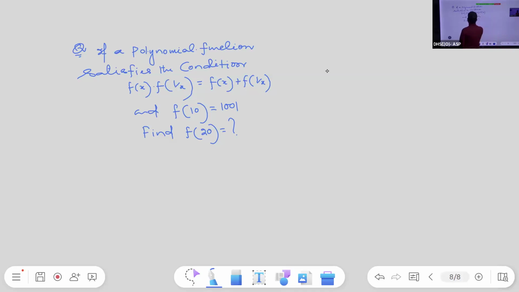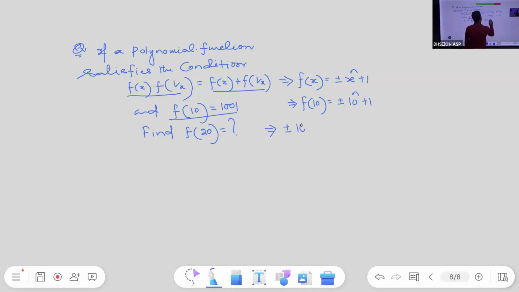F of x into f of 1 by x is equal to f of x plus f of 1 by x. This implies f of x is equal to plus or minus x to the power n plus 1. So f of 10 is equal to plus or minus 10 to the power n plus 1. It is given that f of 10 is equal to 1001. So this implies plus or minus 10 to the power n plus 1 is equal to 1001.